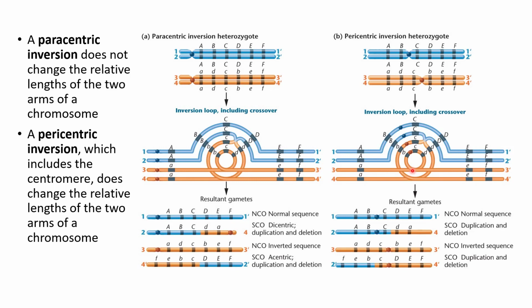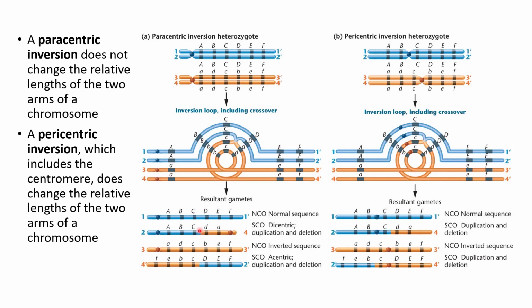This can cause some interesting things when a centromere is involved. So we can have paracentric inversions. This doesn't change the relative length of the two arms of our chromosomes. So you see here, all the chromosome lengths are about the same. But you can end up changing where the centromere is. So in this case, this one ends up with two centromeres. It's because the inversion loop is in the middle. It doesn't contain the centromere in that loop.